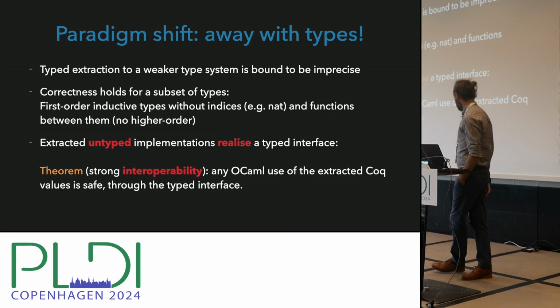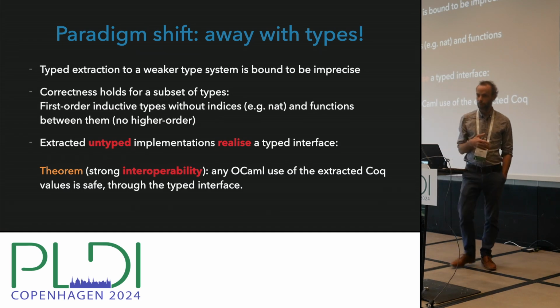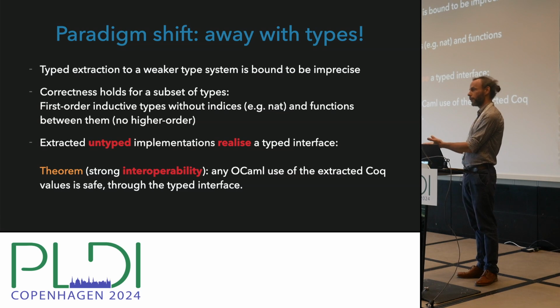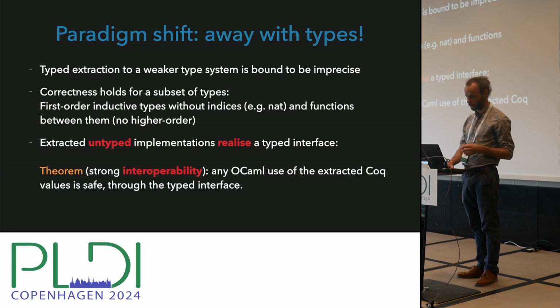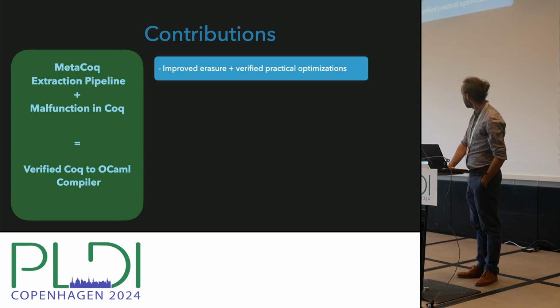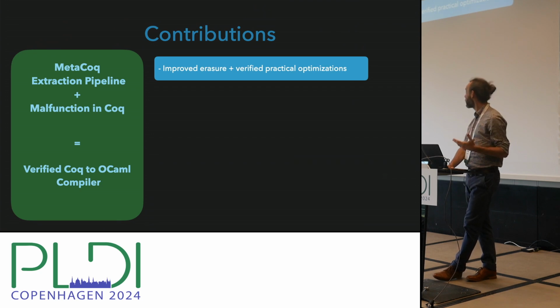And the theorem we want to prove is this strong interoperability theorem, that any OCaml use of the extracted code will be safe, will not crash. Basically, we will extract untyped implementations, but be able to assign them OCaml types and be sure that the implementation is faithful to this type. So our contribution is a combination of the existing MetaCoq erasure and extraction pipeline, plus this implementation of Malfunction in Coq, which provides us this verified compiler. In this work, we've improved the erasure so that we could translate to an actual existing programming language and applied some practical optimizations.